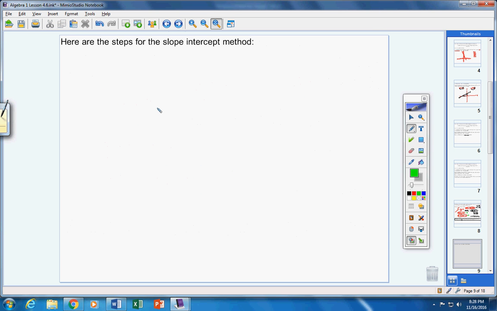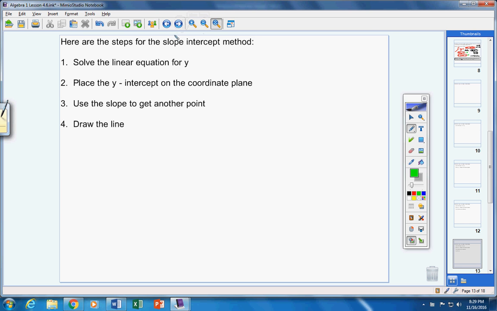Now, let's go ahead and jump into the main part of today's notes. Here are the steps for the slope-intercept method. Like usual, students, I'm going to go pretty fast, so just pause the video when you need to, okay? The steps are as follows. First, you solve the linear equation for y. Next, you place the y-intercept on the coordinate plane. Next, you use the slope to get another point. And then you draw the line. That's it. This is not a difficult procedure, guys. It's pretty simple, okay?